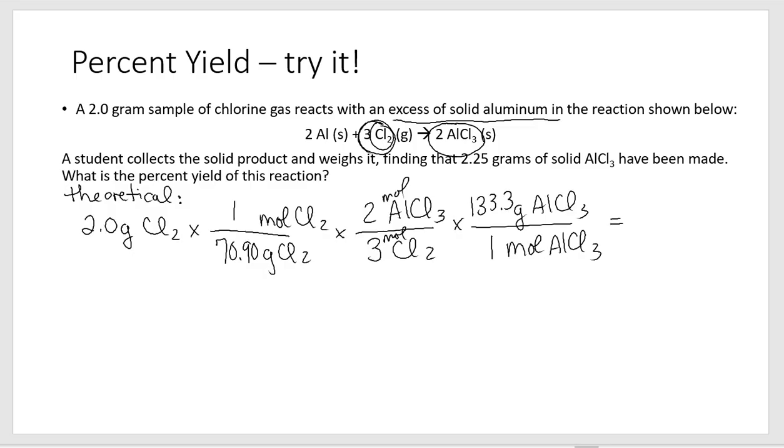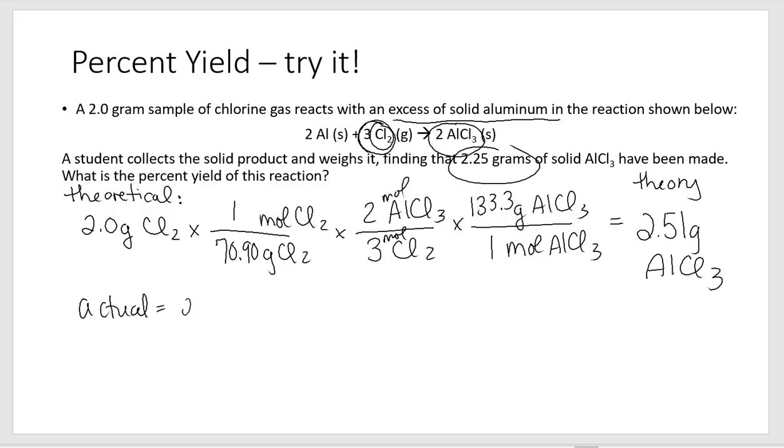133.3 grams. So if I stop and plug this in my calculator, I will get 2.51 grams of aluminum chloride. That is how much I should make in theory if everything goes perfectly and all my chlorine gas gets used up. When I actually perform this reaction and collect solid, I find that my actual yield is 2.25 grams.